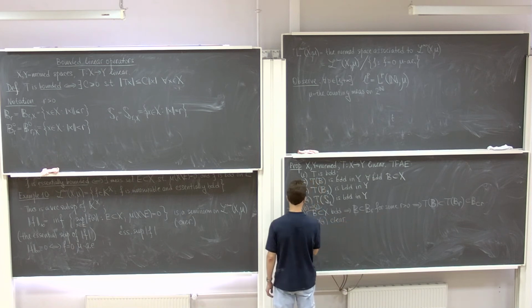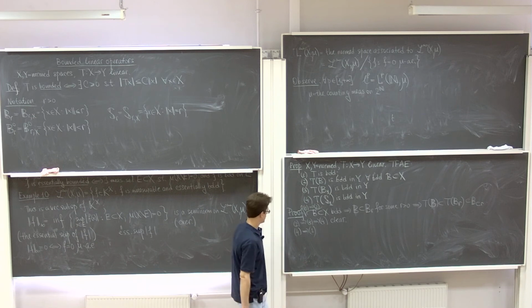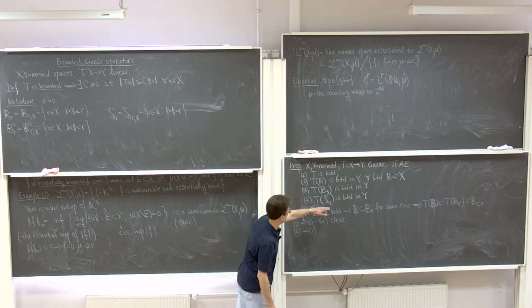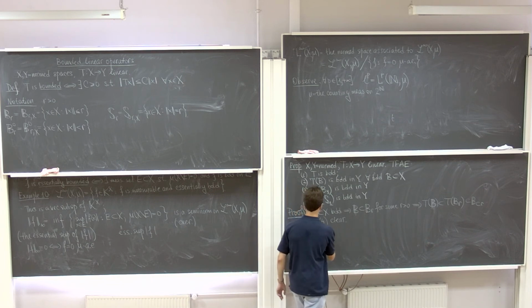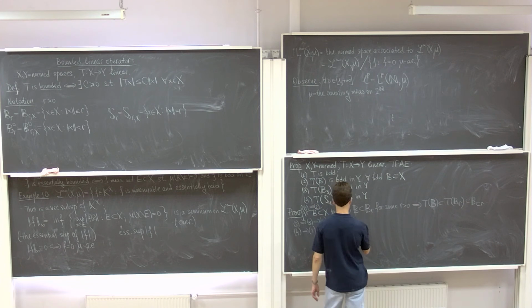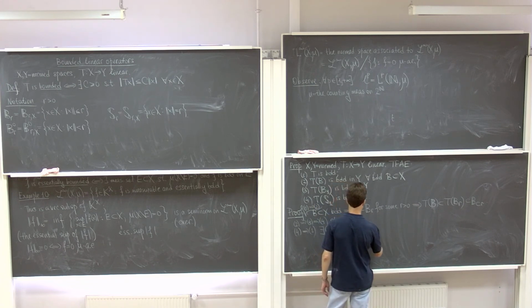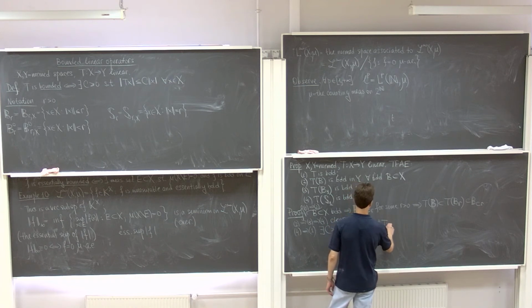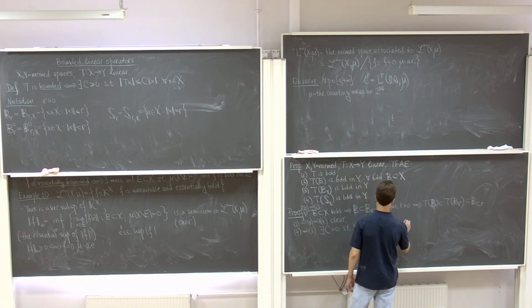And finally, to show that 4 implies 1, we do the following. Since this set is bounded, we can find a positive constant C such that for each y in the sphere, the norm of T of y is less than or equal to C.